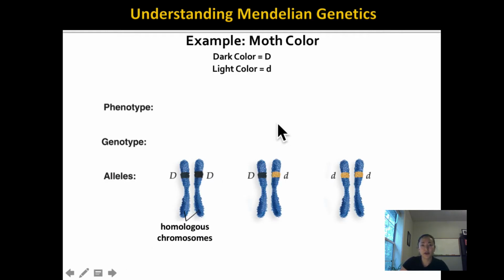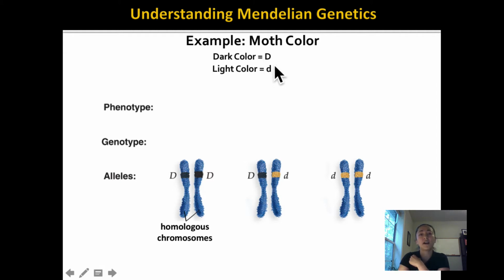So let's do a little bit of practice with this. Let's say we're looking at moth color, as you can see here. And let's say we know that this trait is controlled by two copies of a gene in an individual, right? Because we've already talked about how each individual has two copies of a gene that controls a trait. They can have two variations of this gene. They can have one that's dominant, represented by this big D, and one that's recessive, represented by this little d.